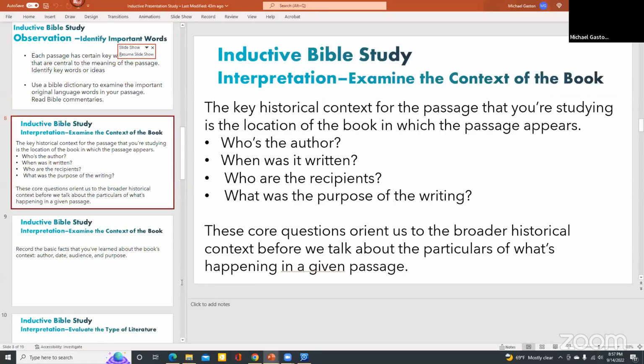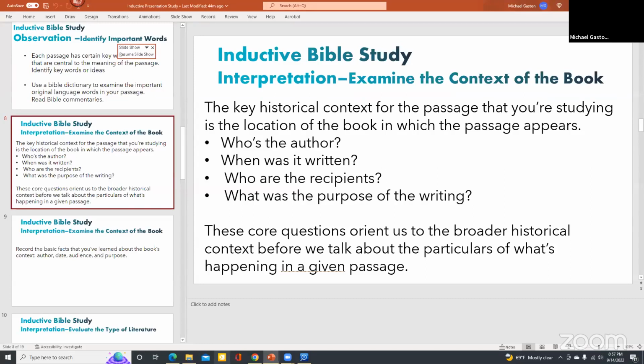So again, now we get into the interpretation after observation. You want to examine the context of the book. The key historical context for the passage we're studying is the location of the book in which the passage appears, who the author is, when it was written, who the recipients were, and what the purpose of the writing was.